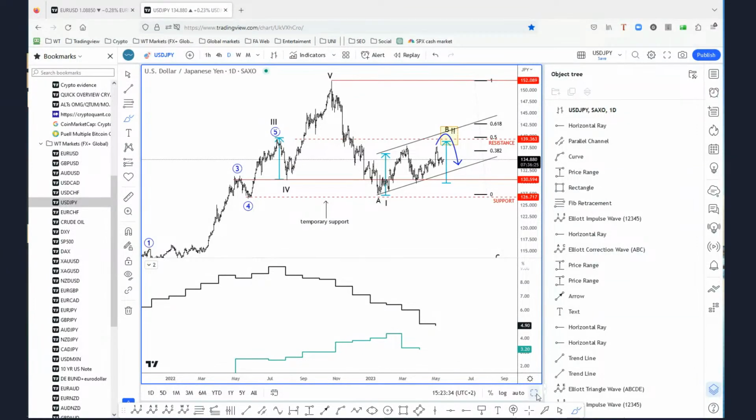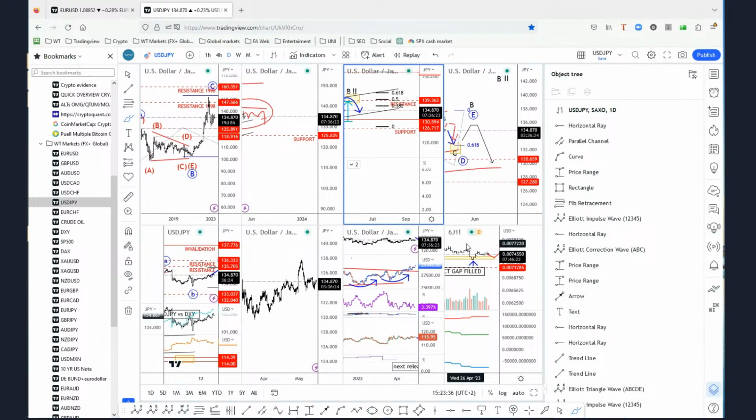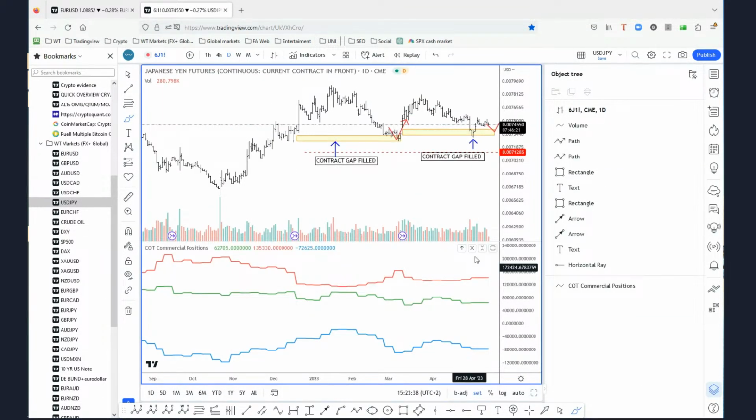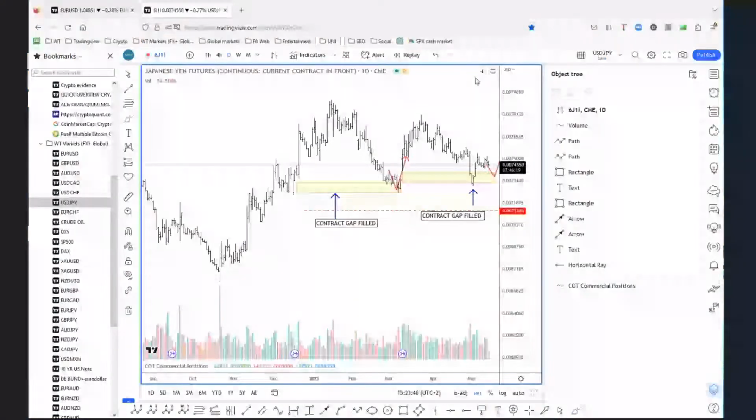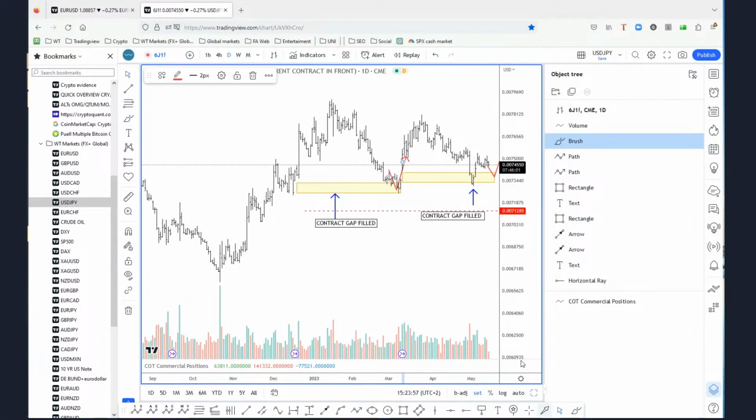Also, here is an interesting point. We are looking here at yen futures, and you can see how yen futures came back and filled this contract gap here that was back in March 08, before dollar yen moved higher. And then we again have seen a very similar price action.